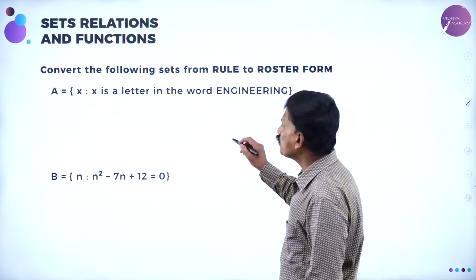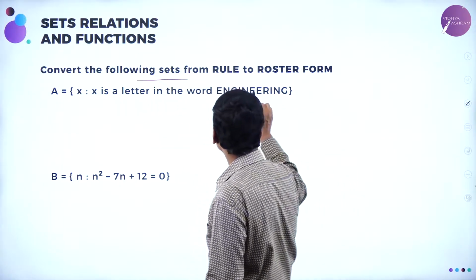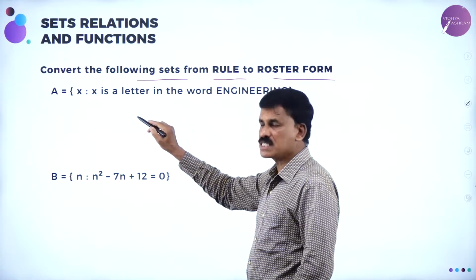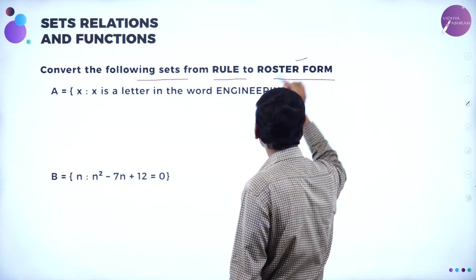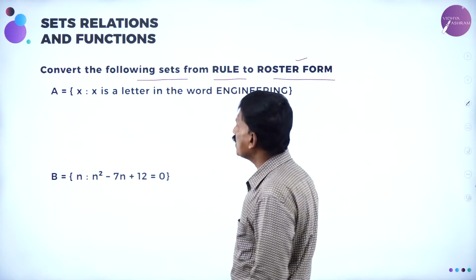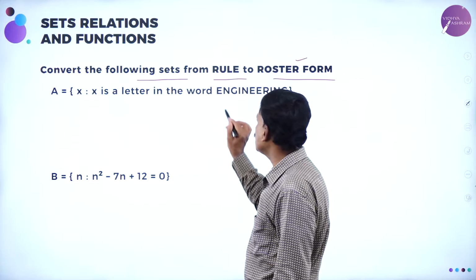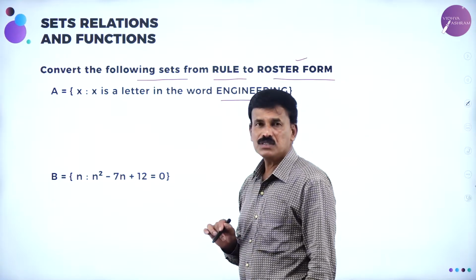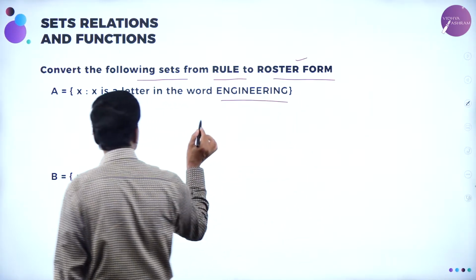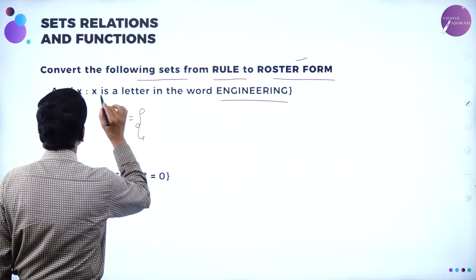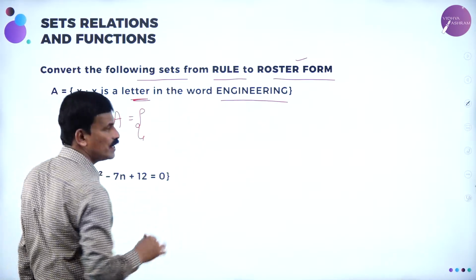Come to the next set of problems. Convert the following sets from rule form to roster form. The statement is given in rule form, and we have to construct the set in roster form. Very simple. {x such that x is a letter in the word engineering}. So we have to list the letters in this. So what is the statement? A is equal to {x such that x is a letter in the word engineering}.